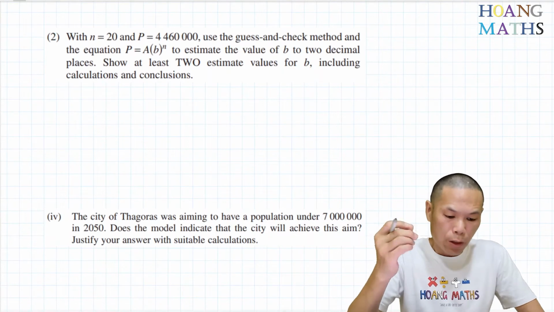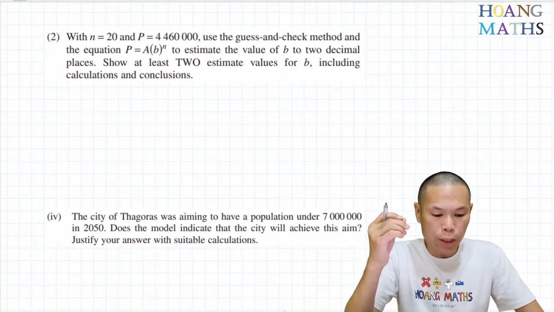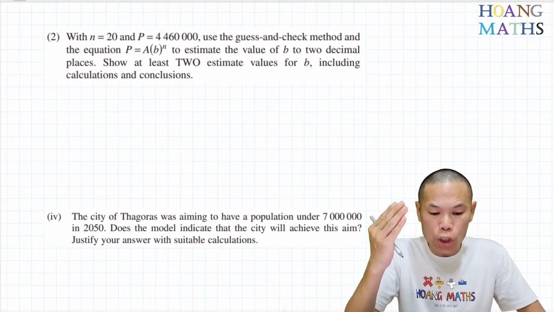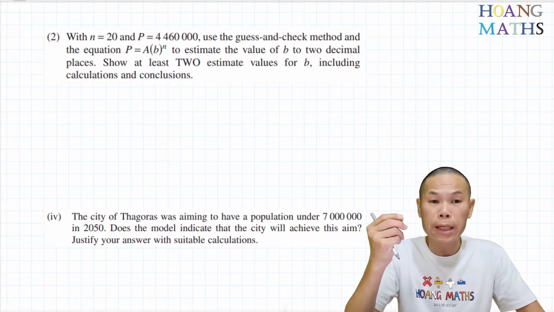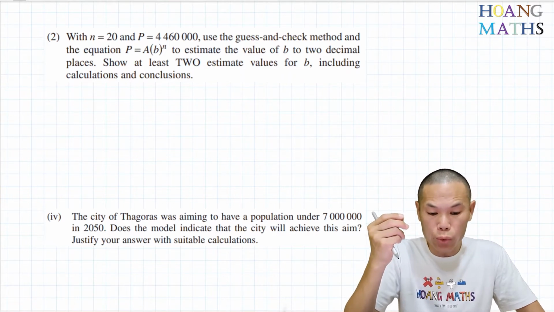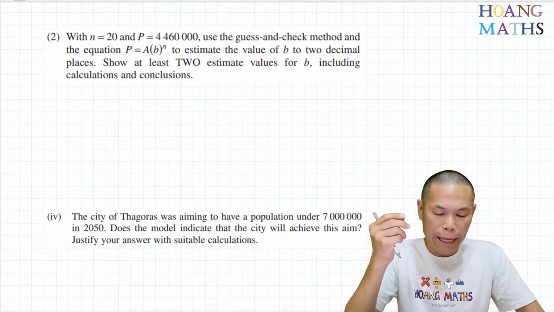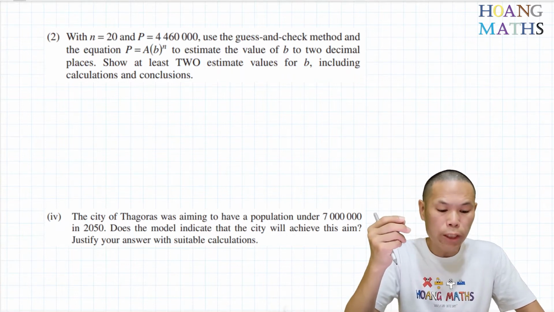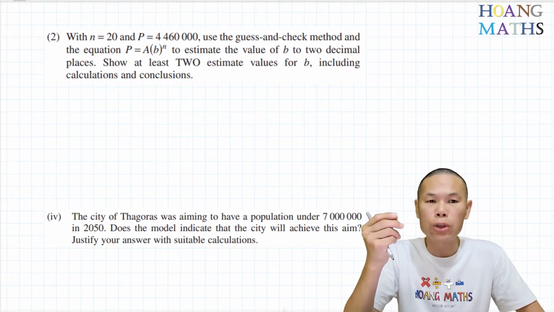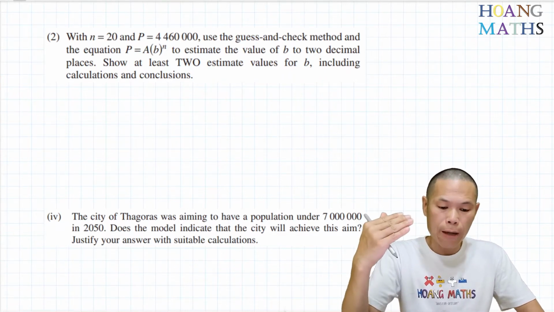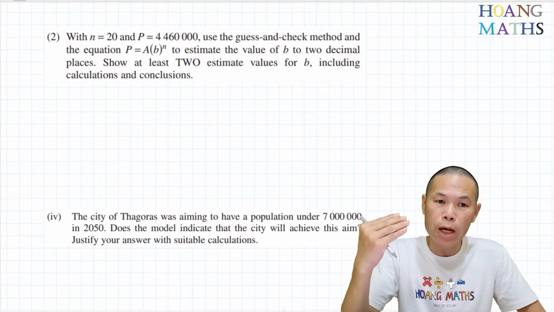Part 2. With n equal to 20 and P is equal to 4,460,000, use the guess and check method to estimate b in P is equal to A b to the power of n. Estimate the value of b to 2 decimal places, showing at least 2 estimate values for b, including calculations and conclusions. So obviously, we just have to use the guess and check method. That's the requirement from the question.